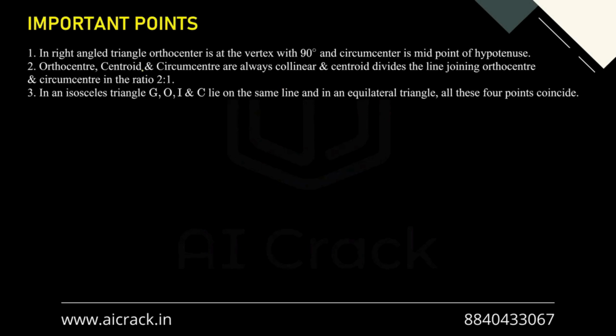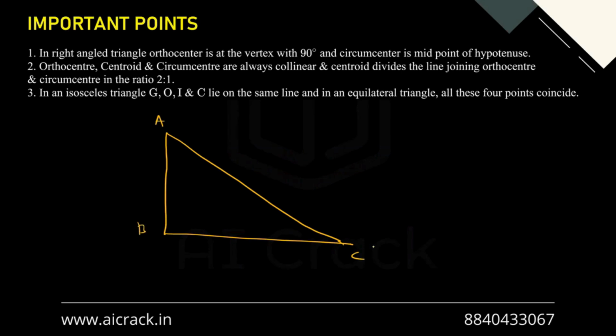Now here are some important points which you should be remembering. In right angle triangle, orthocenter is at the vertex with 90 degree, and circumcenter is the midpoint of hypotenuse. Let's try to see what does this mean. Let's say we have this triangle, which is right angle triangle basically. Let's say this is A, this is B, and this is C. Now in case of orthocenter, what we do, we try to drop perpendiculars from every vertex, right? So from A, we are dropping perpendicular, and since this is 90 degree already, so this would come out over here only. Similarly, from C, if I'm dropping perpendicular, it would come out over here only. So basically, orthocenter of a right angle triangle is nothing but the vertex with the angle 90 degree.